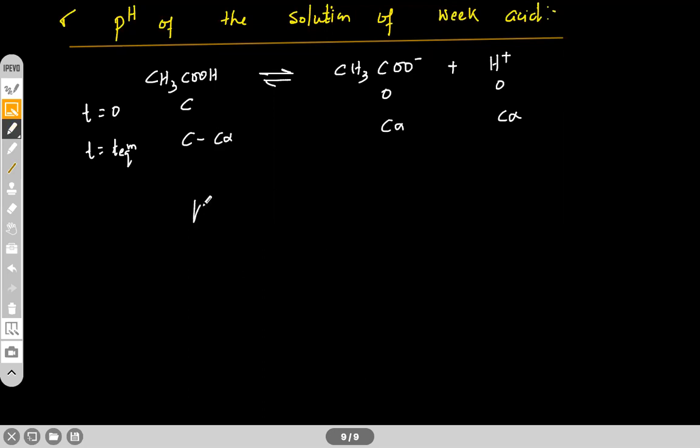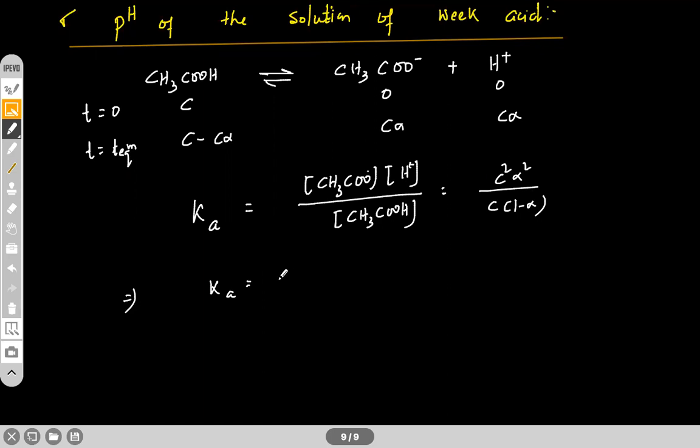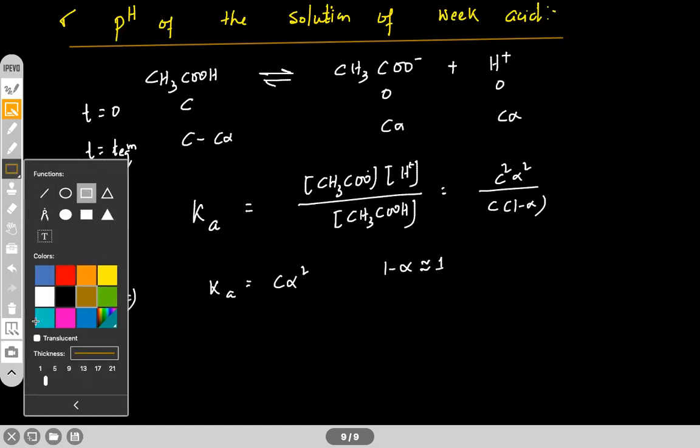Okay, so Ka would be what? Since it is an acid, so Ka, A stands for acid. It is a concentration of product, that is CH3COO- into H+, divided by the concentration of reactant CH3COOH. Correct? CH3COO-, consider C alpha for H plus. So it is C square alpha square, C into 1 minus alpha, and we get Ka equals C alpha square, assuming 1 minus alpha is almost equal to 1, as the dissociation of acid is very weak. Okay, this is what we are assuming.